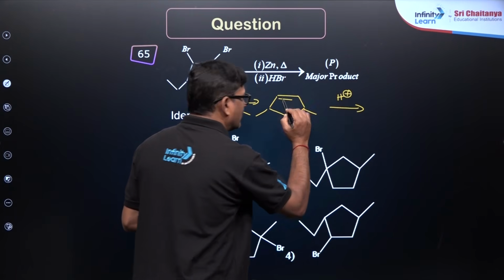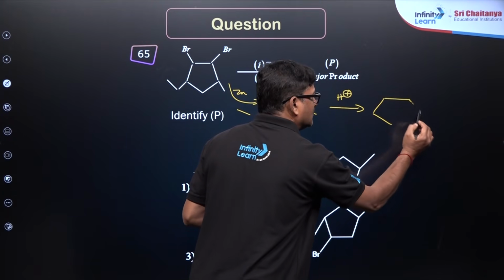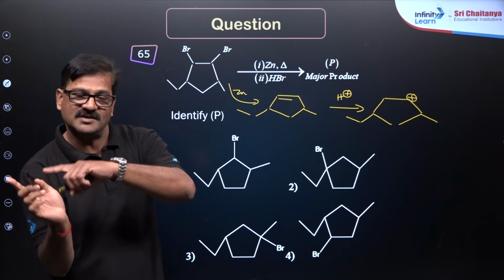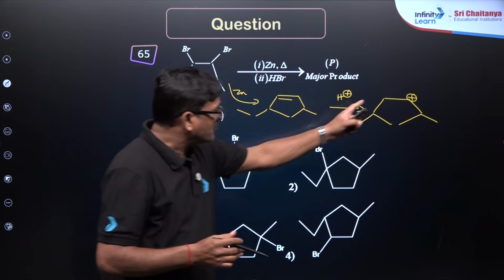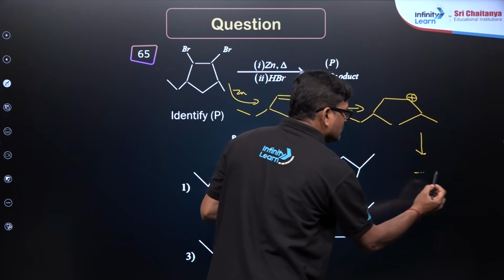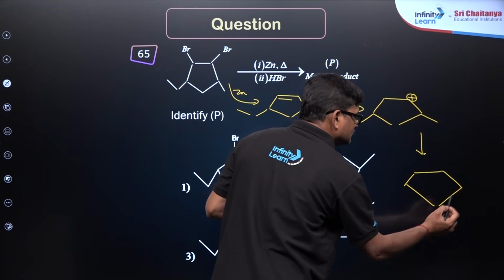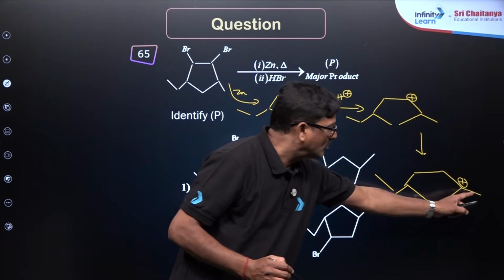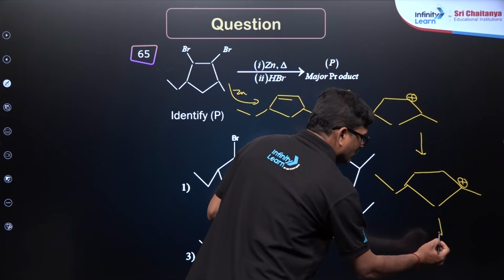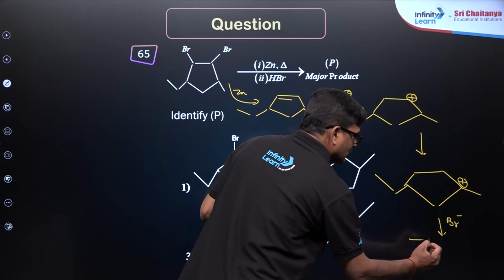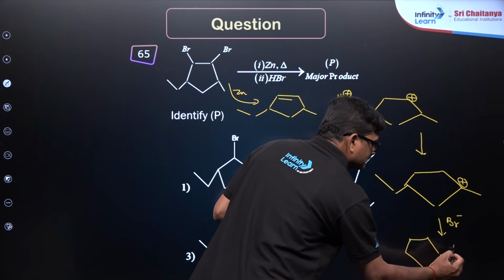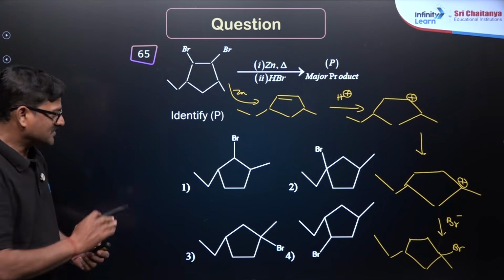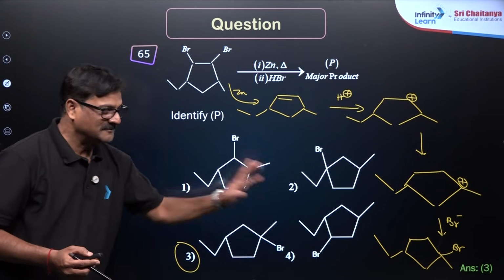H+ and a carbocation can be formed here. A carbocation is formed in this and as well as in this. If it is formed here, it can rearrange to give a more stable carbocation, which is more stabilized by a greater number of hyperconjugation structures. When Br minus is added, you can get this. So option 3 is the correct answer for this question.